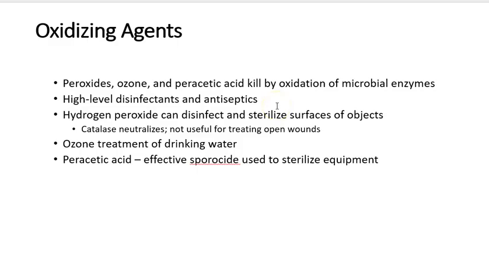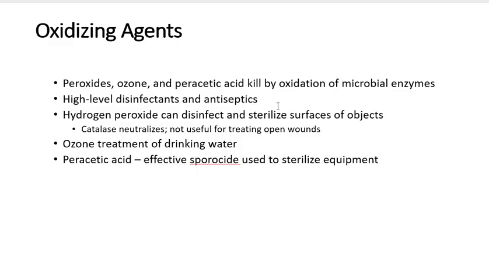Hydrogen peroxide can disinfect and sterilize the surface of objects, but people like to pour hydrogen peroxide on an open wound. It's not really good for doing that. I know people think about that, and it does not work, because catalase neutralizes it. Any organism like staph that is catalase positive will neutralize the hydrogen peroxide, and it can also damage the tissues that you're pouring it into.